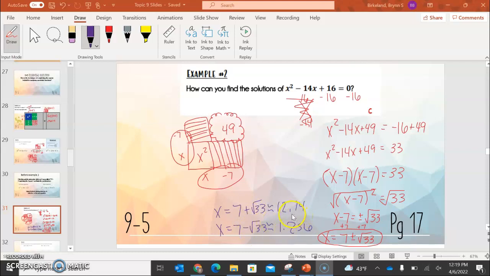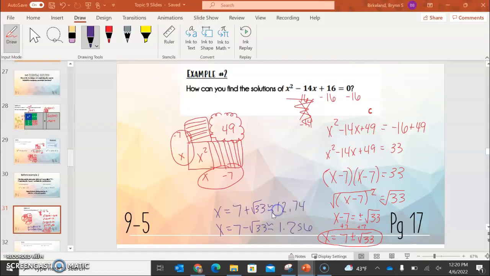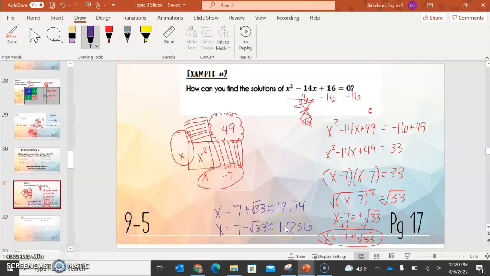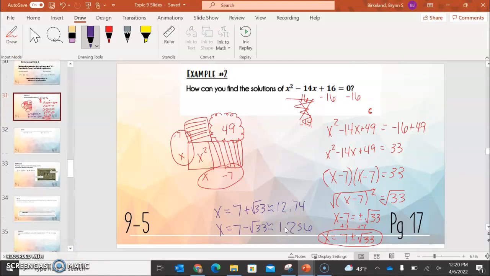So let's look at the graph like 9.1 told us to. If we graph our quadratic and they wanted to know where it hits the x-axis, we should be able to see it. Well, here I have graphed x squared minus 14x plus 16, and my x-intercepts are the numbers 12.75 and 1.25 that I indicated with my math here. Again, it's always nice that we can check on our graph if our solutions come out correct. So let's try one more here.